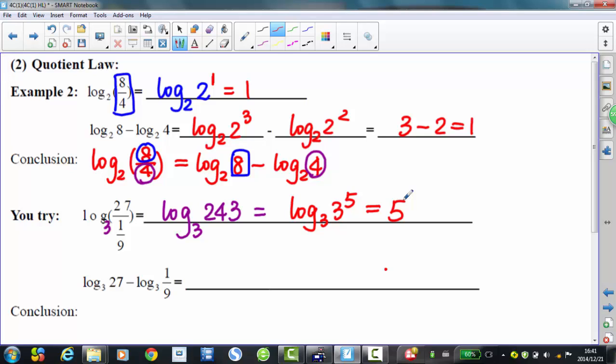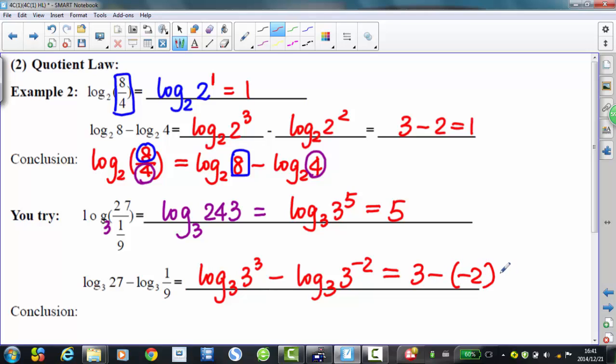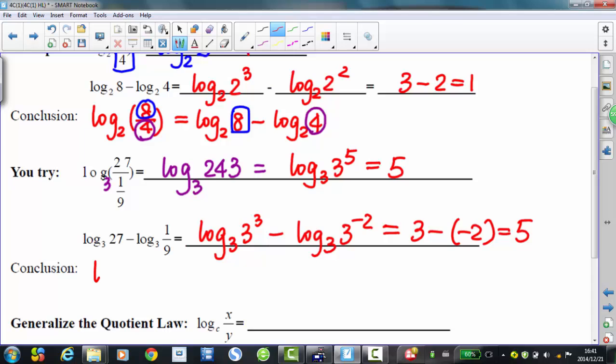So log base 3 of 27 minus log base 3 of 1/9. Log base 3 of 27 is log base 3 of 3 cubed, and 1/9 is 3 to the power of negative 2. So based on the log identity, the first log value is 3 and the second log value is negative 2. So 3 take away negative 2 is 5 again, and we find that the quotient law is true for the second case. So I can change this quotient to the subtraction of 2 individual logs.